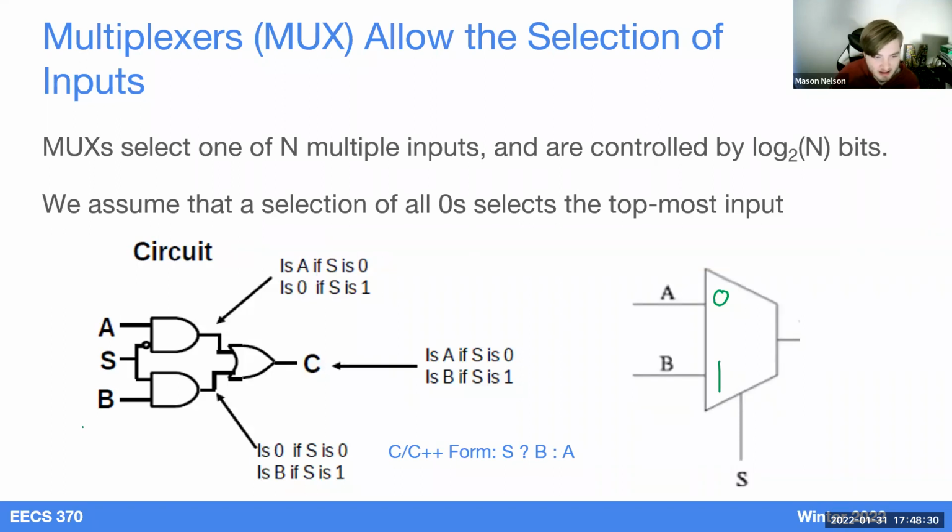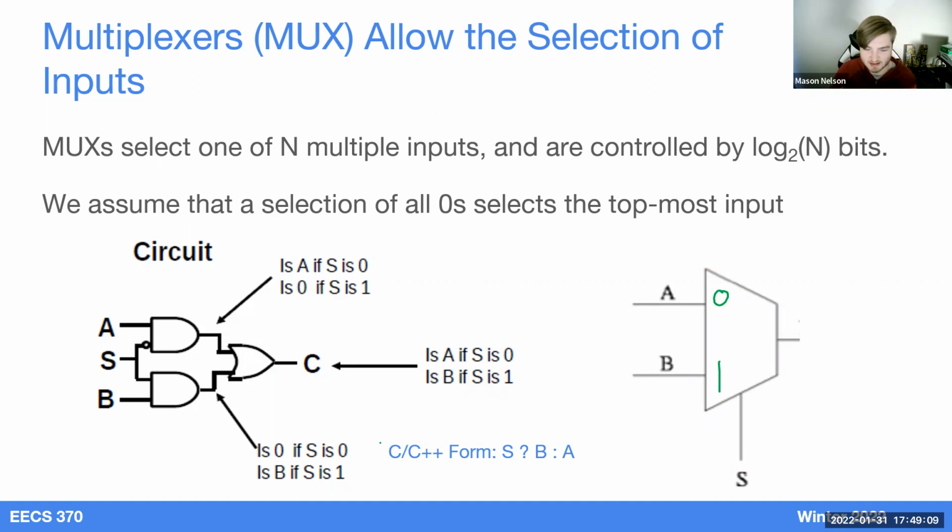It has A and not S, or S and B. We can see that S or not S has to be true at all times. One of them has to be true. So when S is a 0, the output of this top AND gate will be exactly A, and when S is a 1, the output of this bottom AND gate will be exactly B. That means the inputs to the OR gate will be A and 0, or 0 and B, so our output will be either A or B. Can't be anything else.